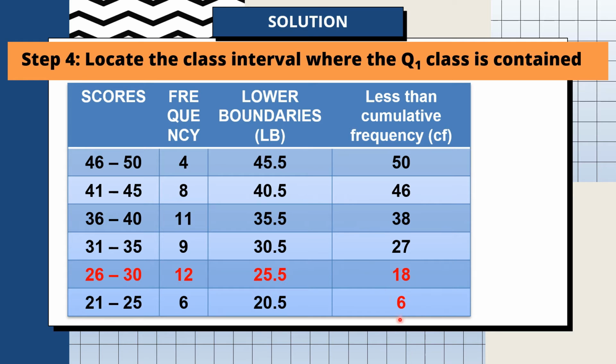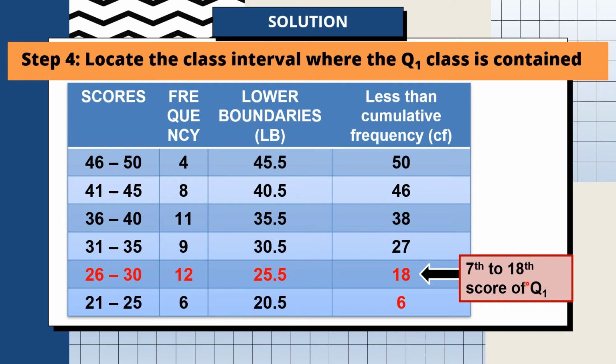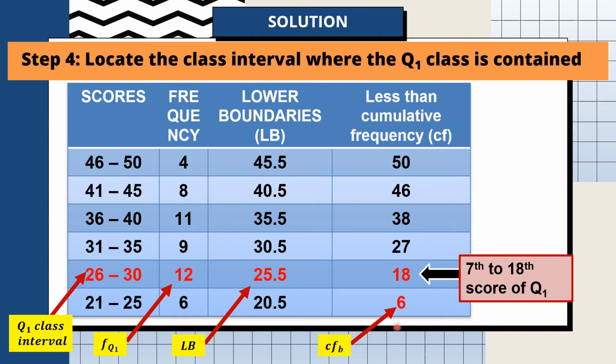So, hanapin natin siya dito. So, yung 6, hindi pa siya pwede dito. So, ibig sabihin yung kasunod which is 18. So, kahit na mas mataas siya sa 12.5, ibig sabihin kasi nito, ito yung 7 to 18 score of our data. So, it means pasok dito yung 12.5. It means yung 26 to 30 natin is our Q1 class interval. Tapos, yung 12 naman is yung f of Q sub 1, yung 25.5 is our lower boundary, at saka yung cumulative frequency is yung 6.